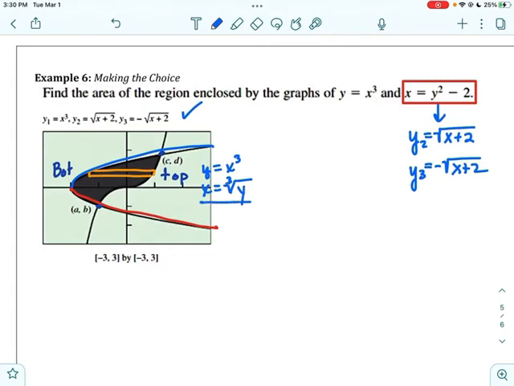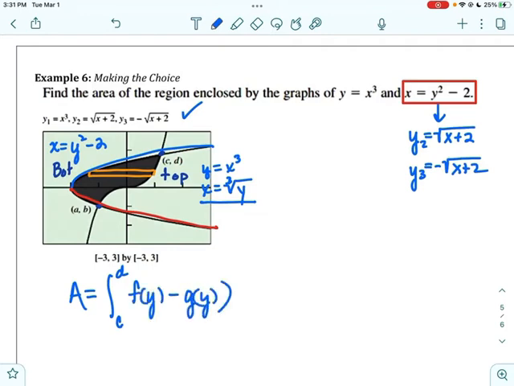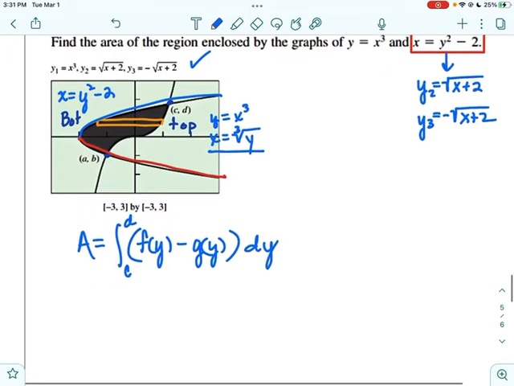Now the bottom function, you already have that. The bottom function is x is equal to y squared minus 2, right? And that's the bottom, left to right, everywhere. So the top is always the top, cube root of y, and the bottom is always the bottom, y squared minus 2. So we have the area that is equal to the integral from, I'm going to use c to d, of f of y minus g of y dy.